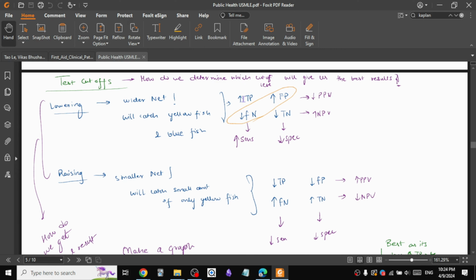I'll cast a lot of positive people, right? And eventually, what my test will do, it will start misidentifying my positives. So it will tell me some of the negatives are also positive, right? Because it's just a wider net. I'm catching all the yellow fishes, which in this case probably have the disease, and blue fishes which are healthy, but my test is telling me, you know what, let's catch them all.